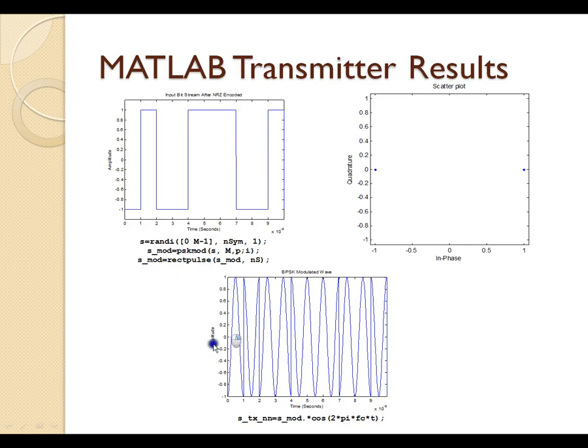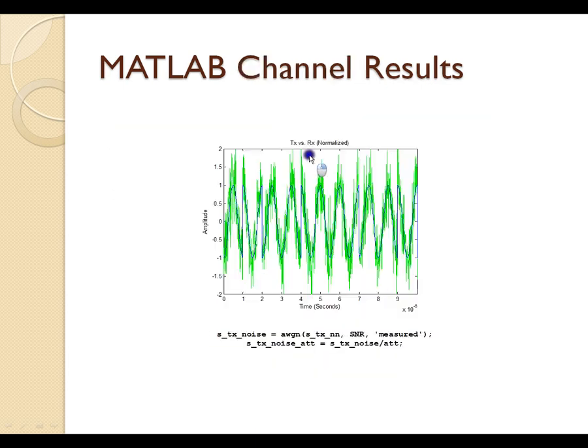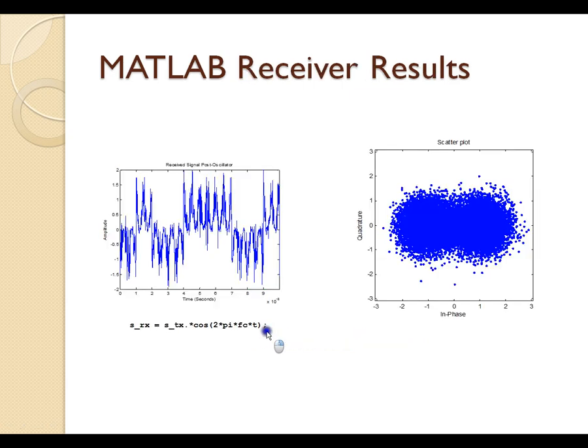So this is what's transmitted out of the transmitter, and then that gets sent to the channel that we implemented. Here you see what the signal looks like after going through the channel. The blue is the original signal that we saw on the previous slide, and the green is the signal after going through the channel with the white Gaussian noise and attenuation. These are the functions we use: this one adds the white Gaussian noise, and this one adds attenuation. Then that signal gets sent to the receiver that we implemented.